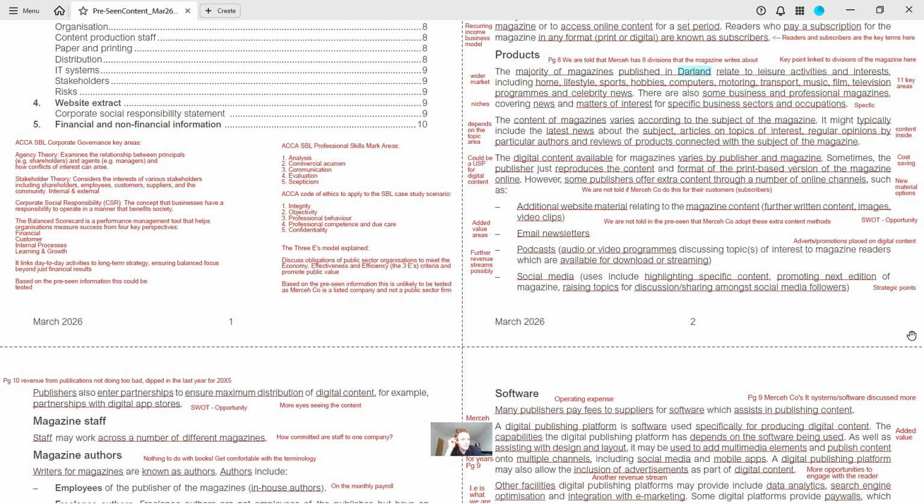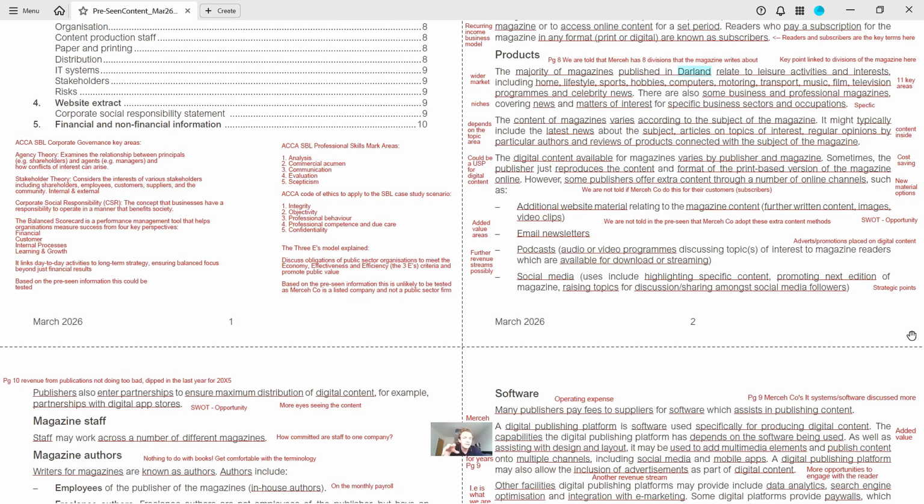Another area of the SBL syllabus, the balanced scorecard now. This is a performance management tool that helps organisations measure success from 4 key perspectives: financial, customers, internal processes, learning and growth. And this is where it links to the day-to-day activities, ensuring balance and going beyond just the financial results. And I've got down it could be tested on there.